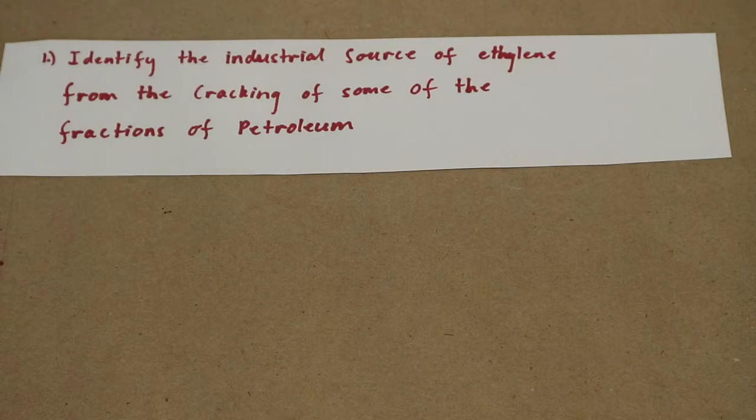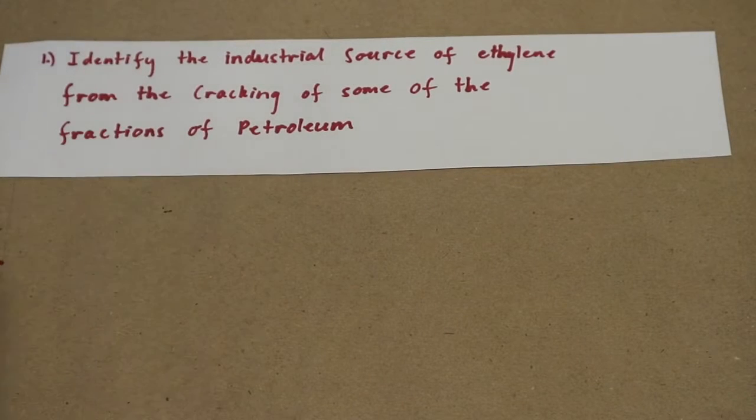Today we're going to be looking at the very first dot point in the Production of Materials chemistry syllabus, and it says we need to identify the industrial source of ethylene from the cracking of some of the fractions of petroleum. So first of all, let's break down some of these words. Identify, right here, is the verb. All we need to do is simply see what it is and reproduce that on the paper. So we don't need to explain anything, we just need to simply identify it.